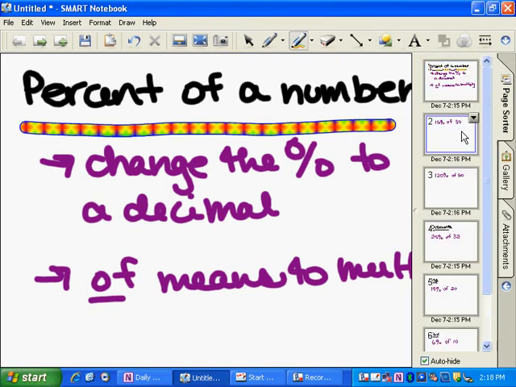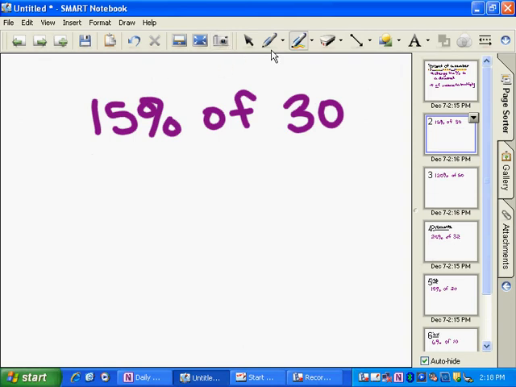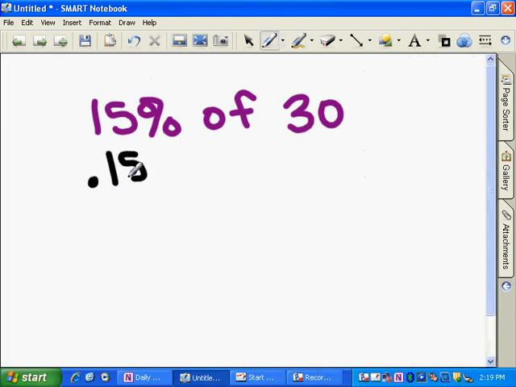Let me start with the first example. If you are to find 15% of 30, and you want to follow those two steps that I just said, you're going to change your percent to a decimal, so that's going to be 0.15. "Of" means to multiply, and I'm trying to make that dot bold so it looks like a multiplication sign, and then 30. So we have 15% of 30.